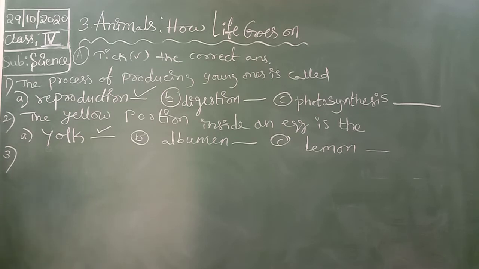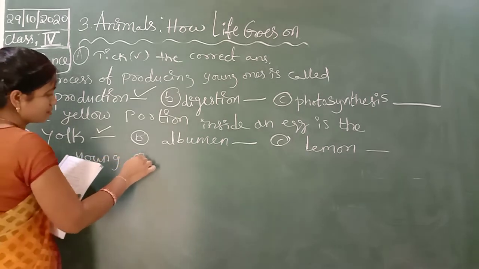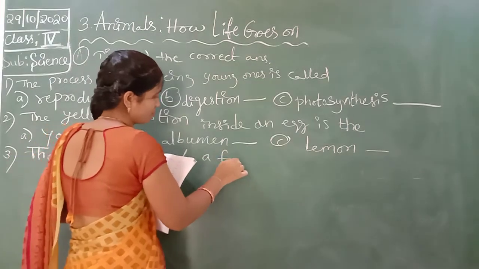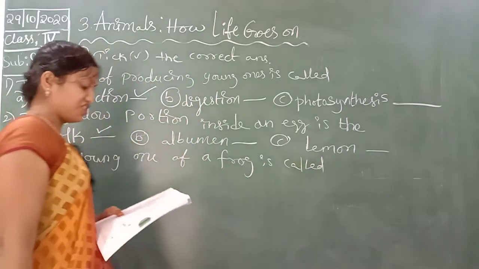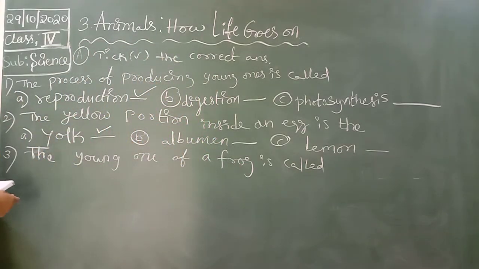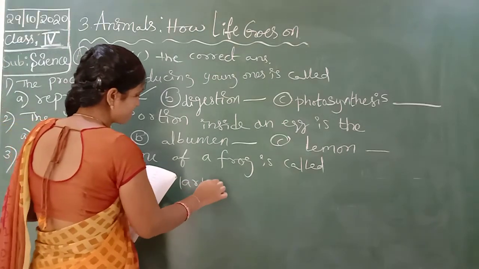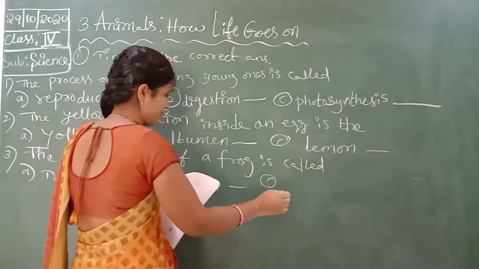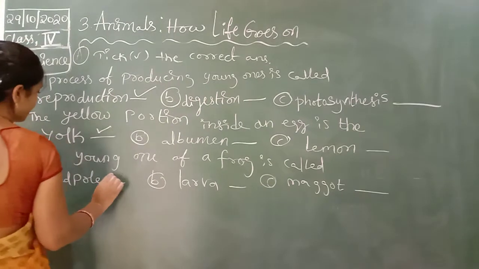Next, the young one of a frog is called a tadpole. It looks like a fish. What is that? A. Tadpole. B. Larva. C. Maggot. A tadpole.